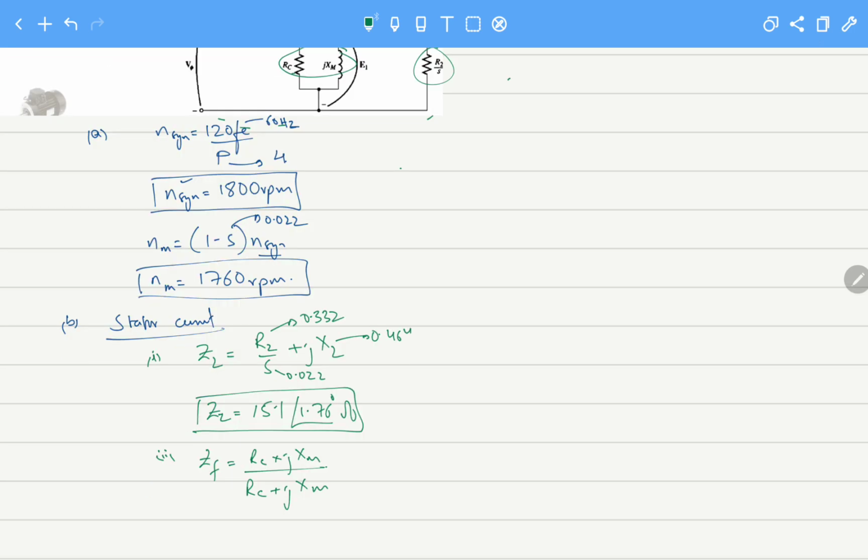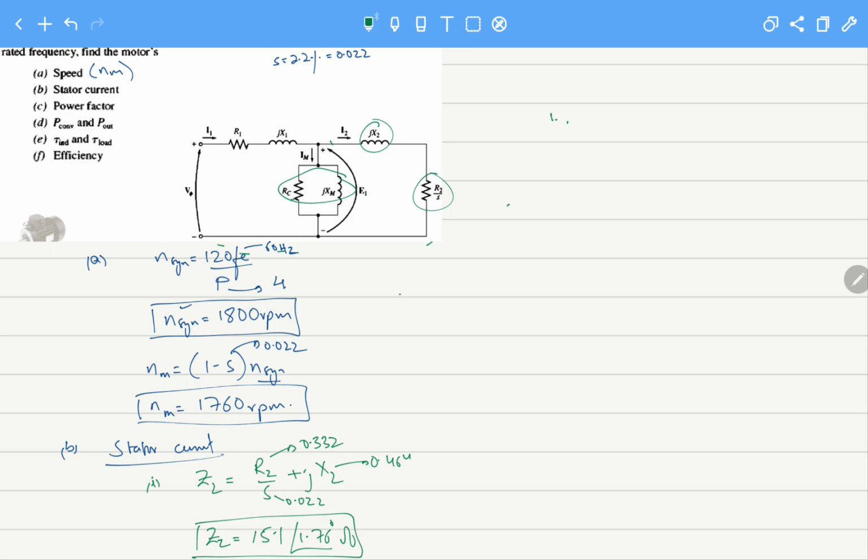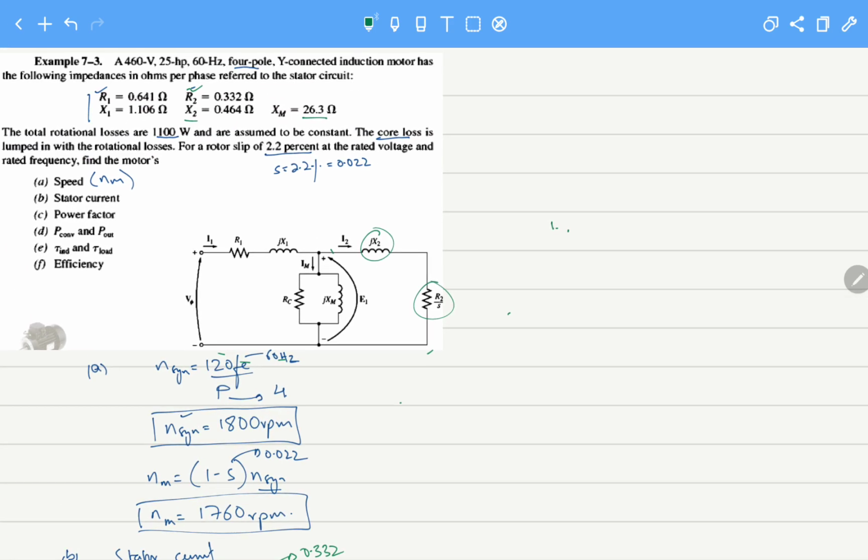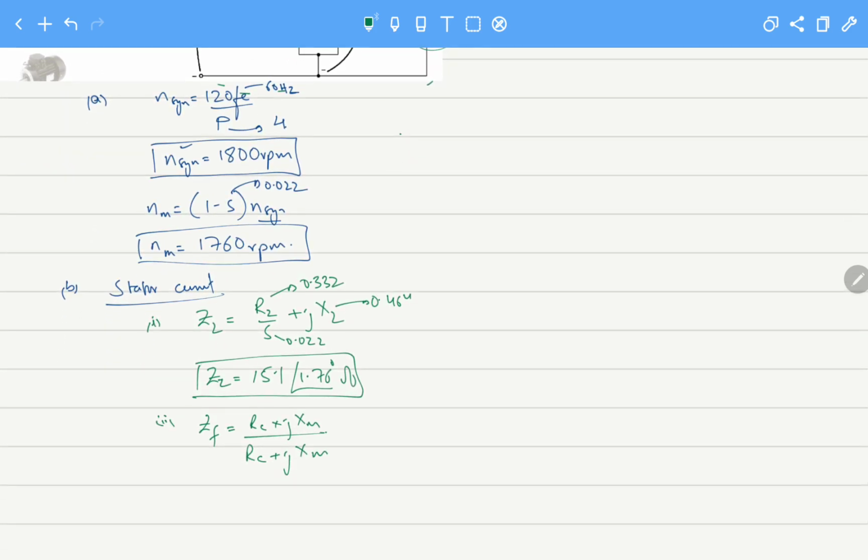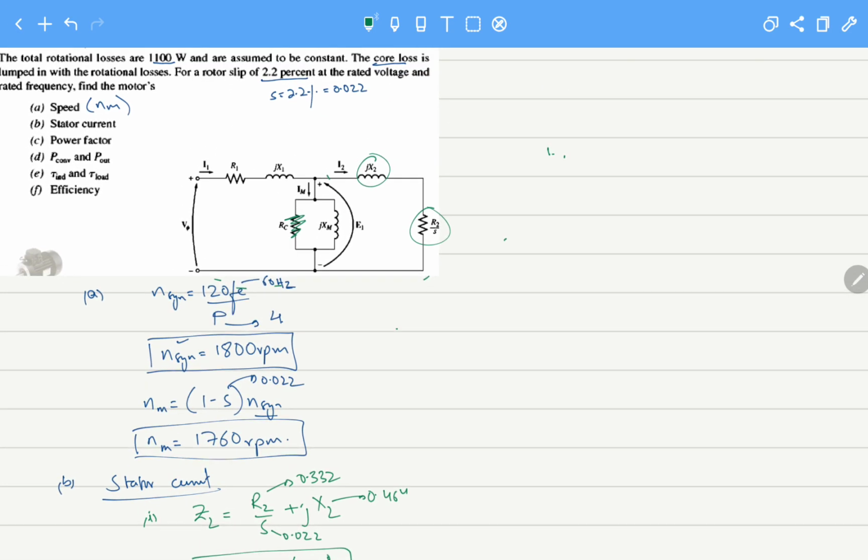In this circuit, this is the approximate equivalent circuit, but they have not mentioned RC, and they have only mentioned jXM. This means the value of RC is so large that we can assume it is an open circuit. It does not exist, and we only have jXM in parallel. We have calculated Z2, and Z2 is in parallel with jXM.